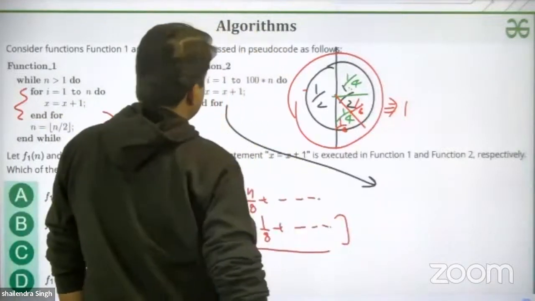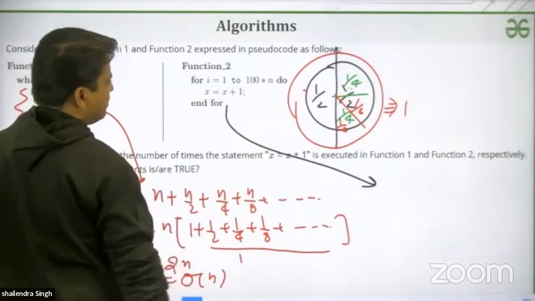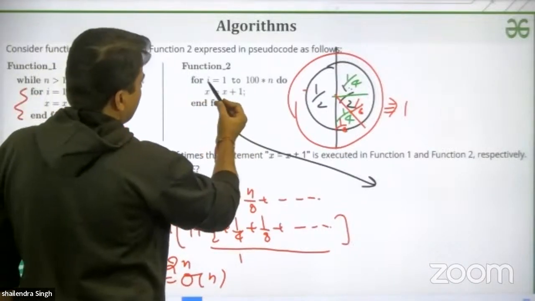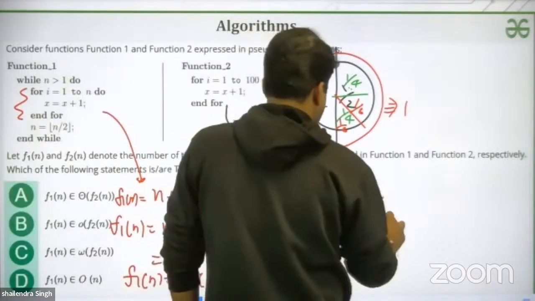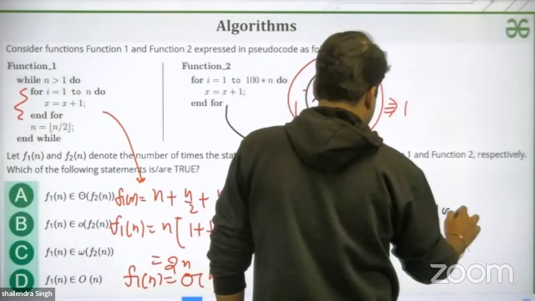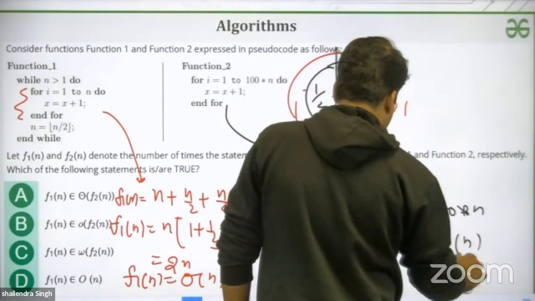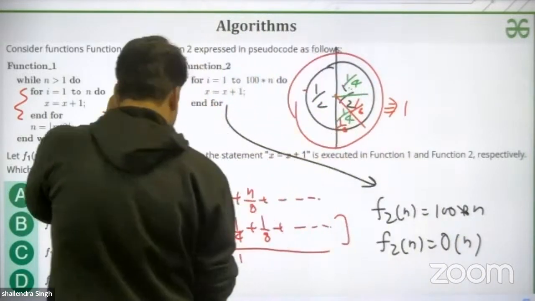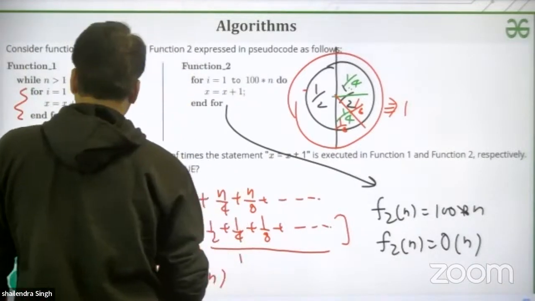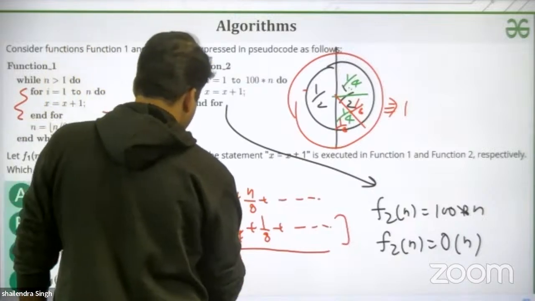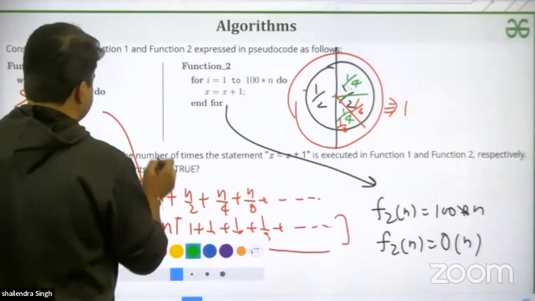Here, come to the second part. The second part is saying for i equals 1 to 100 into n, x equals x plus 1. This is simply a for loop. How many times will it execute? Sir, 100 into n times. So f2(n) equals 100 into n. We can say f2(n) is order of n. So both are asymptotically equal. Both functions f1 and f2 are asymptotically equal.